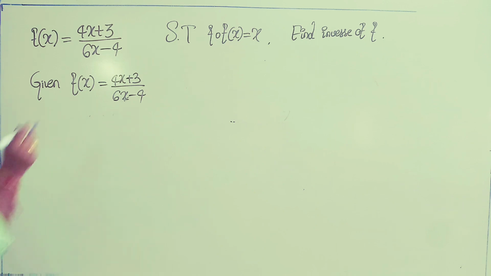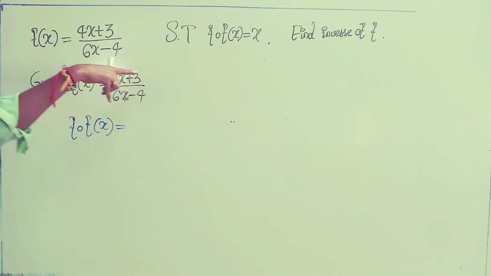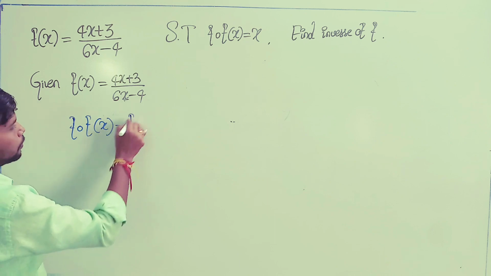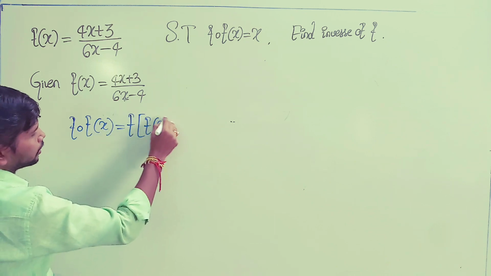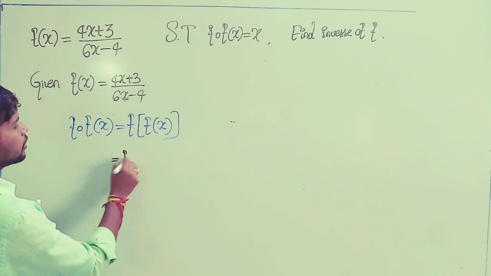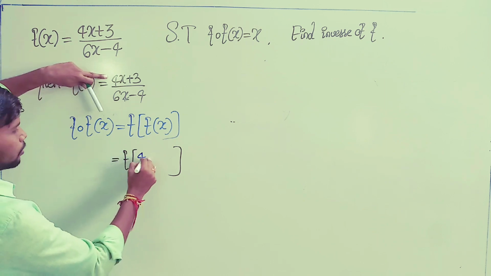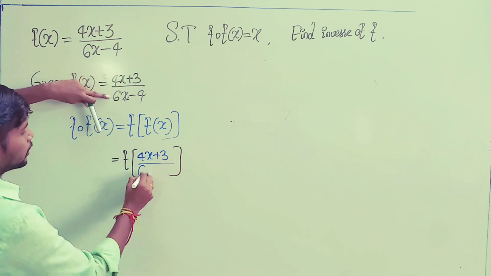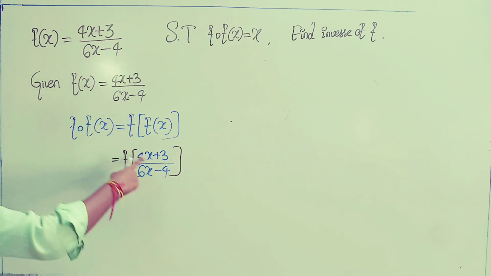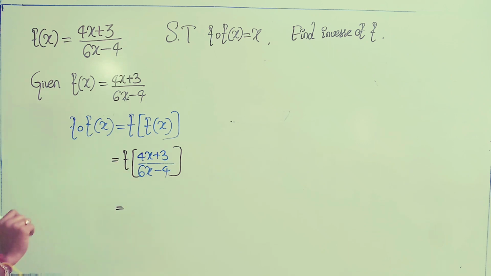Now, f composition f of x, that we want to show is x. What is f composition f of x? It will be f of f of x. Got the point clearly? Outside f as it is, and what is this inside f of x? Yes, it will be 4x plus 3 divided by 6x minus 4. After that, again f of the same function. How I need to solve, concentrate.